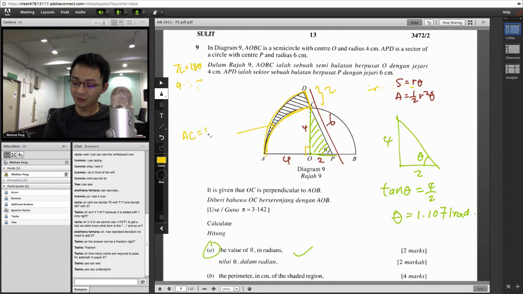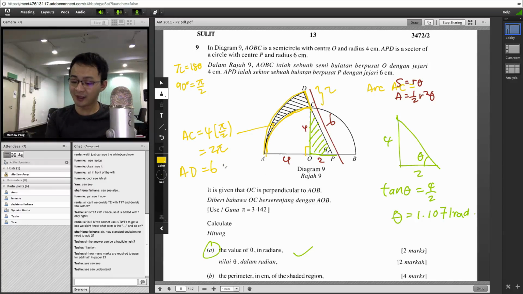It's just r theta. Theta is pi over 2, so it's just 2 pi. Then I want to find arc AD. It's the same thing, but my arc length for AD uses radius 6. It's not 4 because AD belongs to the bigger sector.